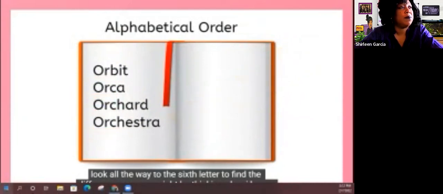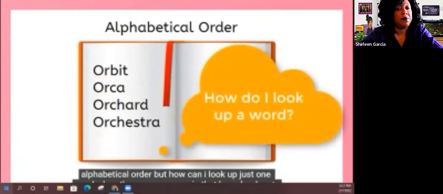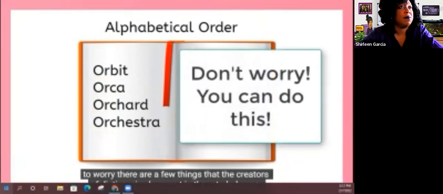Now you might be thinking, okay, I know alphabetical order, but how can I look up just one word when there are so many in that huge book? Not to worry, there are a few things that the creators of dictionaries have put in them to help you.